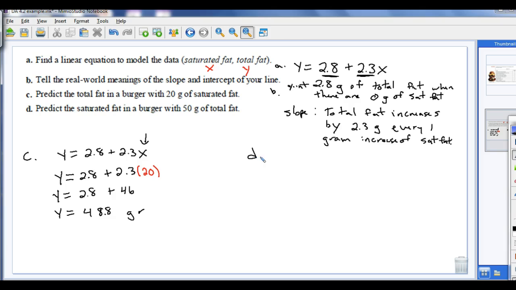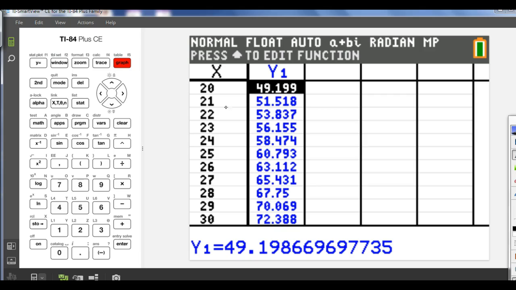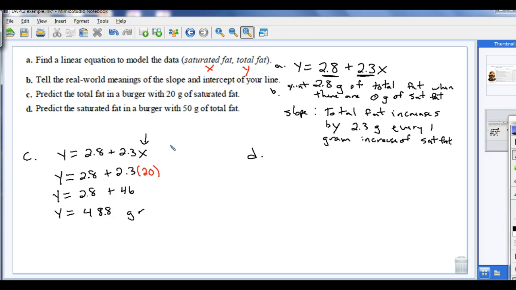All right, then part D, predict the saturated fat in a burger with 50 grams of total fat. Well, 50 grams of total fat is going to be right in between 20 and 21, I'm guessing, right? So looking at that, I'm going to guess it's in between 20 and 21. Okay, so this time I'm going to plug in 50 in for y, because that's the total fat, and we're going to say that equals 2.8 plus 2.3x.